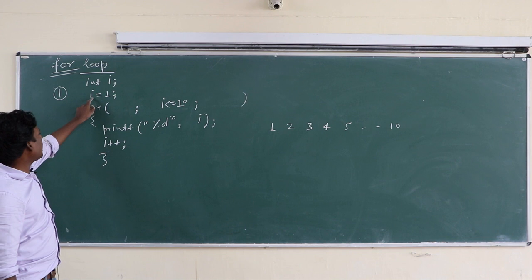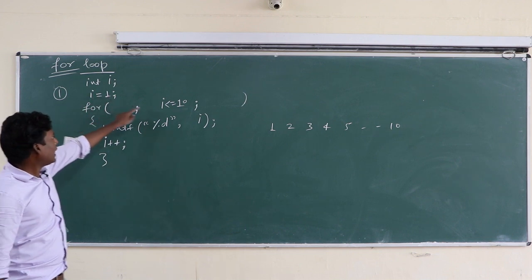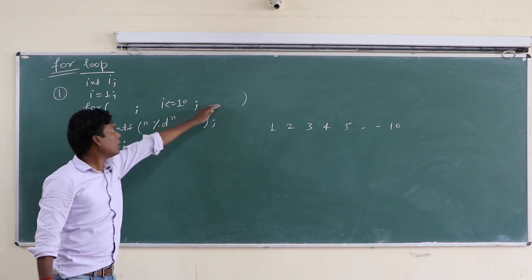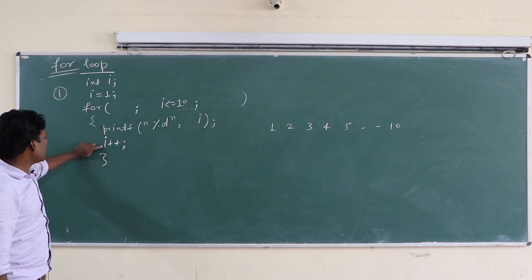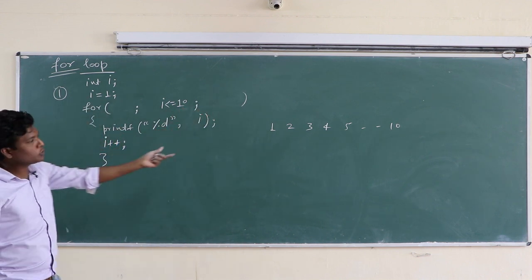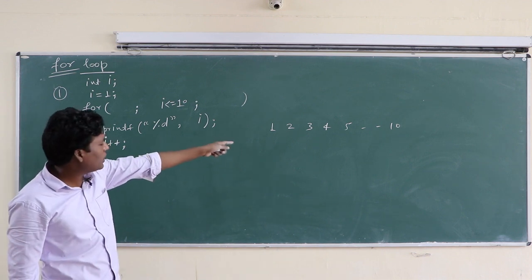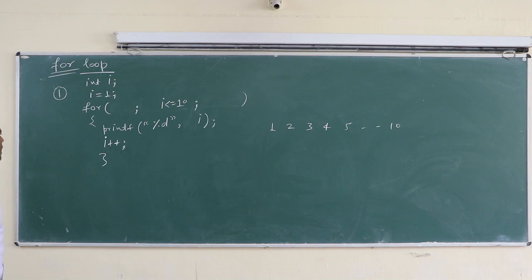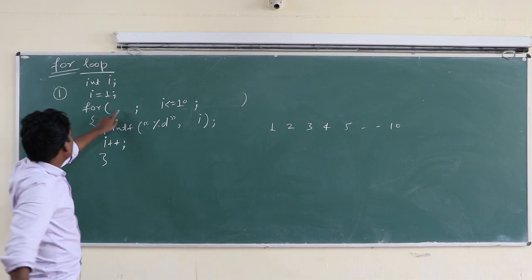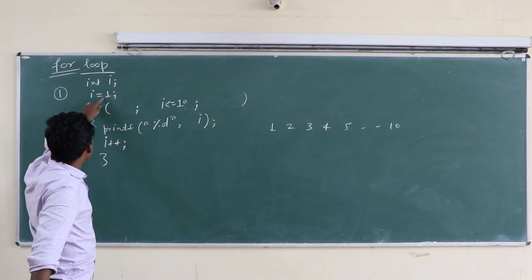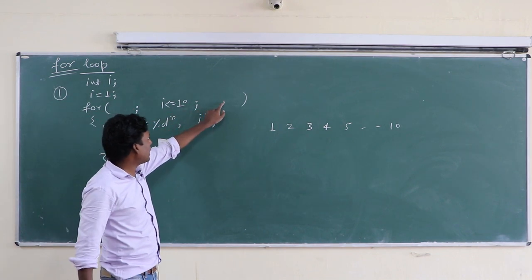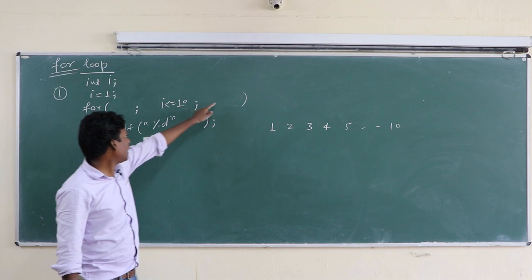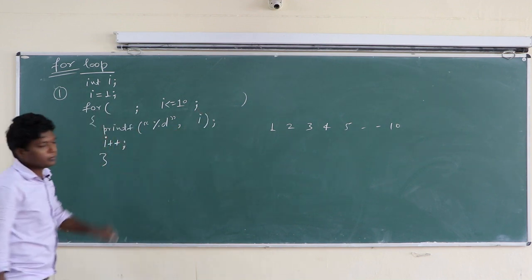So you can write I equal to 1 here, and you just check the condition only in the for loop. Remove I plus plus and write it in the last of the loop. So this is also true. Here the result will also be 1, 2, 3, 4, 5, 6, 7, 8, 9, 10. Okay class, so you take I equal to 1 above the for loop and you write the I plus plus in the last of the loop. There is no problem.